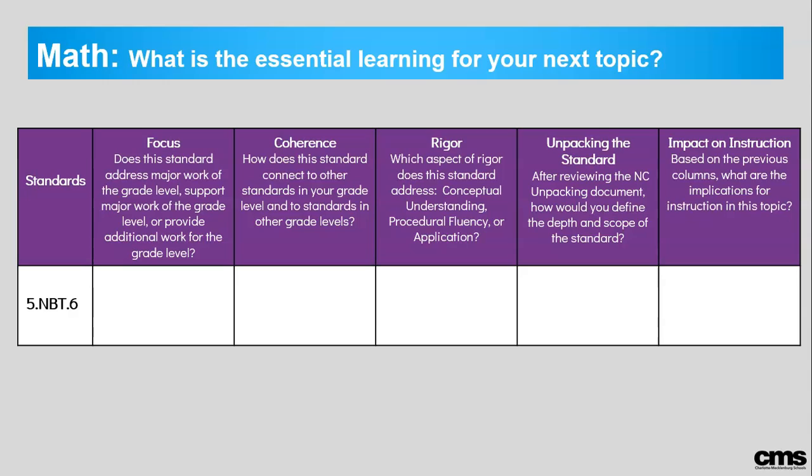Begin planning for this topic by studying the scope of the standard using the NC-DPI Unpacking document. In this topic, students will divide up to 4-digit numbers by 2-digit numbers. We will use this table to guide us through a deep dive into NC.5.NBT.6.